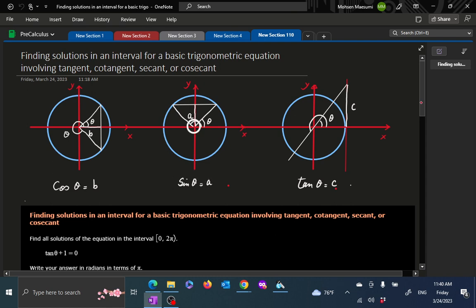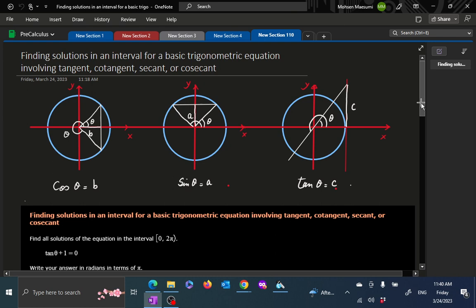Okay, what do we do with the sine case? In the sine case, we draw a line segment equal to the number that is given to us on the vertical. We draw a horizontal line, connect these two points to the origin. It forms two angles, and these are the two solutions between 0 and 2 pi.